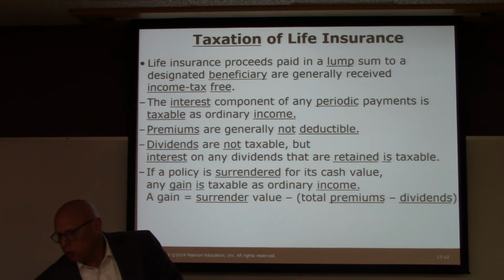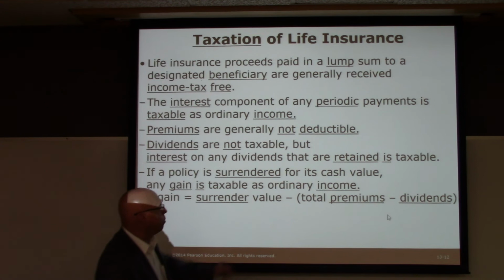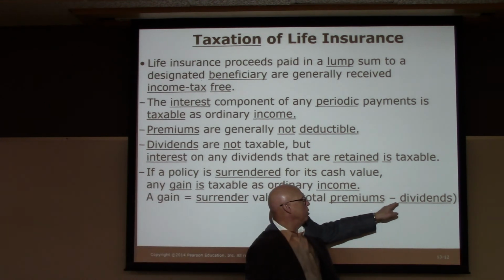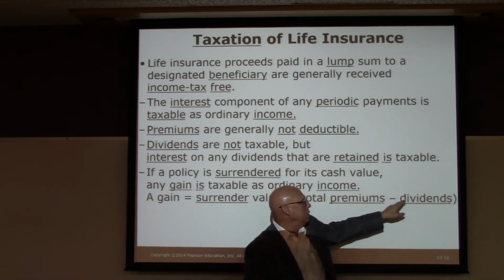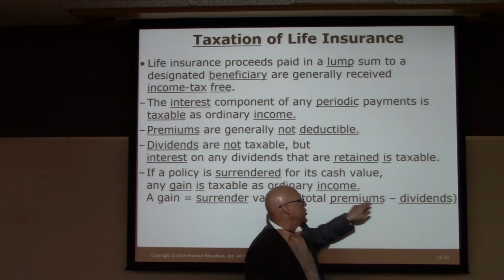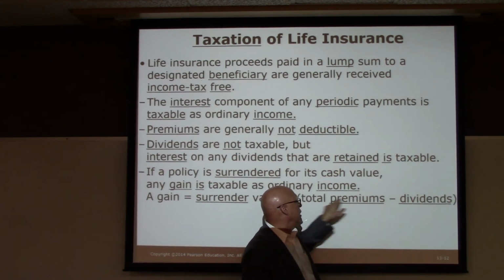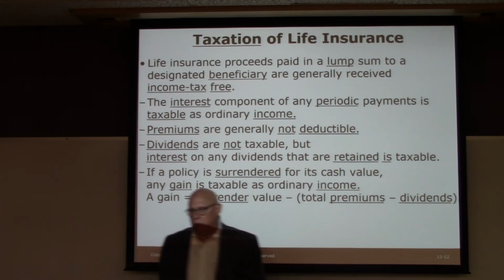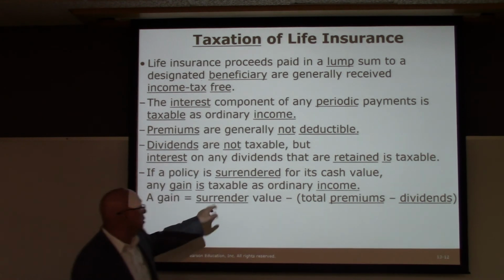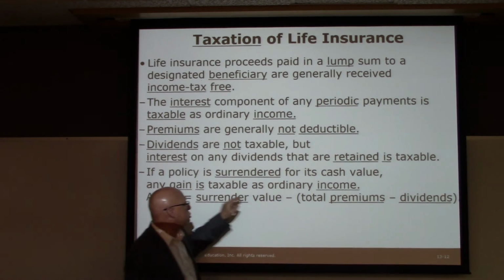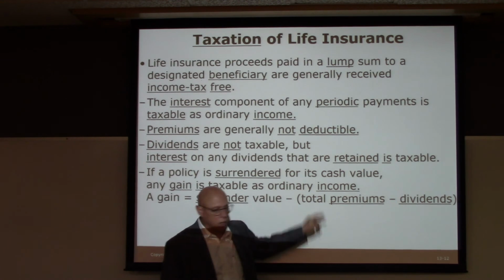So the gain is the surrender value minus total premiums minus dividends. Because remember, this is what you put in and this is what you get back. So your basis is your premiums less your dividends. So the gain, the taxable amount, is your total surrender value minus this.